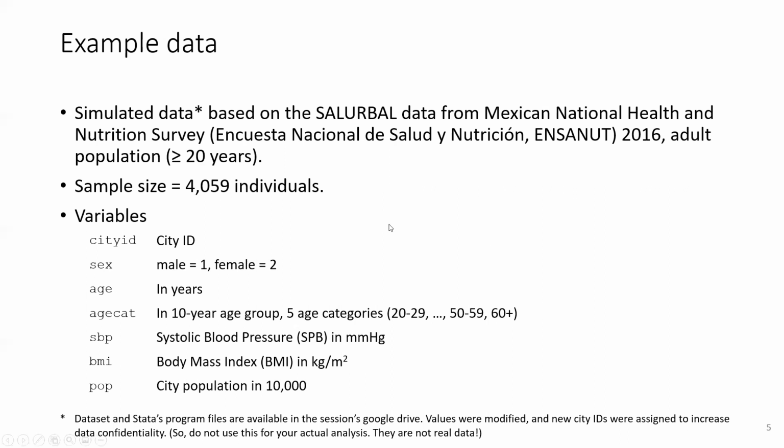And the data set contains about 4,000 individual records. And these are variables we are going to use in the following presentation: city ID, sex, age category in 10 years, SBP for systolic blood pressure, BMI, and city population in 10,000.